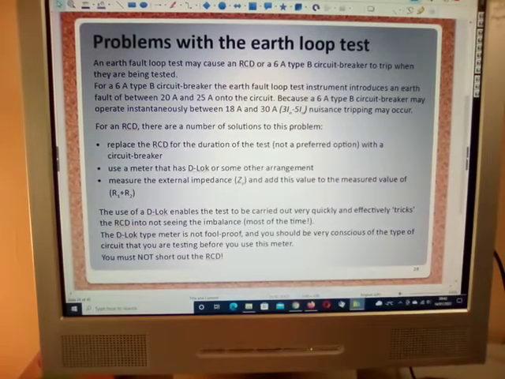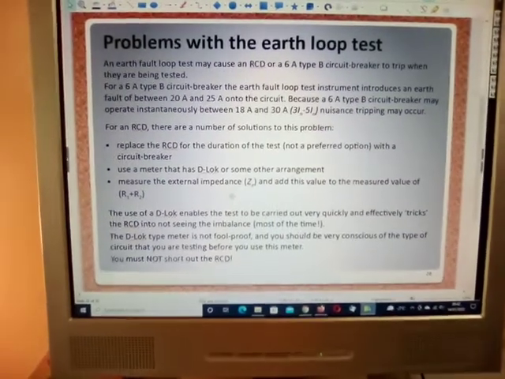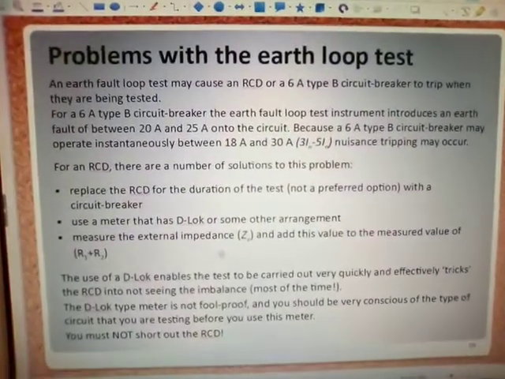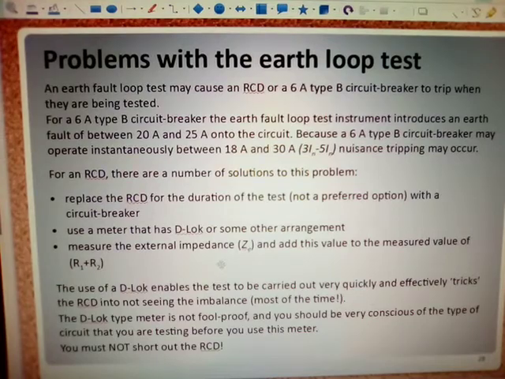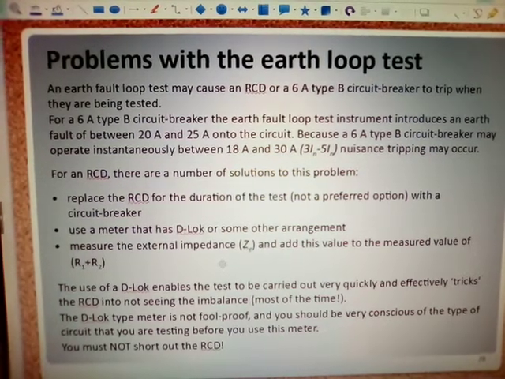Here it's giving you information as to what problems might occur in regards to the earth loop test. But it's up to you to make sure that you understand and you're compliant with the IET/IEE regulations.